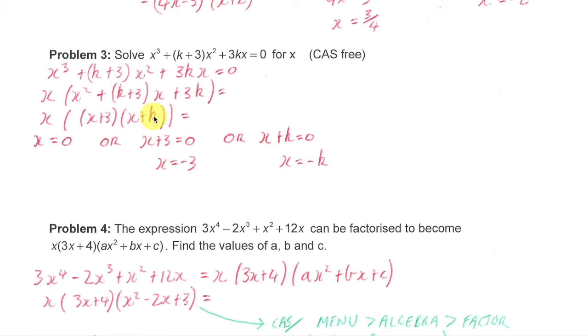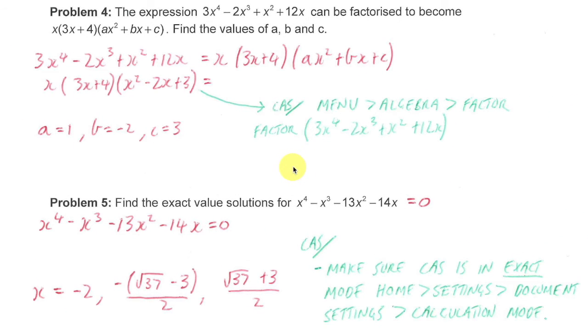So my solutions are x equals 0, or x plus 3 equals 0, in which case x equals negative 3, or x plus k is equal to 0, in which case x is equal to negative k. So it's a little bit different way of thinking here because we've got the k's involved. But just remember, the factors of 3k are just 3 and k.